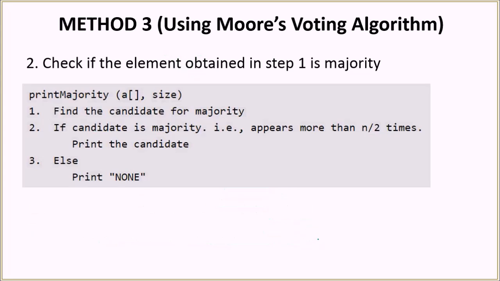Okay. So now, to print the majority element, what we do is we find a candidate for the majority. Then we check if that candidate is appearing more than n by 2 times. If yes, then we print the candidate. Otherwise, we print none.